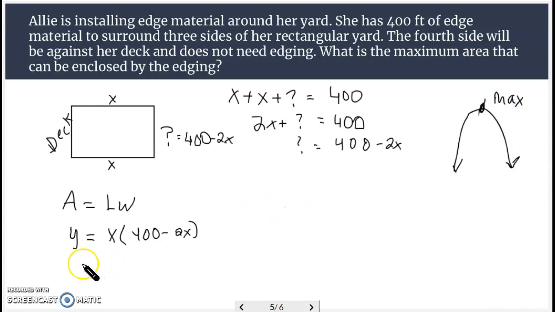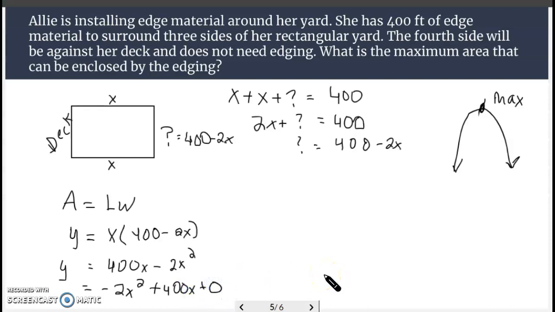Alright, to get this, let's get this in standard form if we're talking about vertex. We'll show how to do this algebraically. This is going to be 400x minus 2x squared. Putting this in standard form, negative 2x squared plus 400x. And in standard form, technically a plus 0 here. A is negative 2, B is 400, and C is 0.